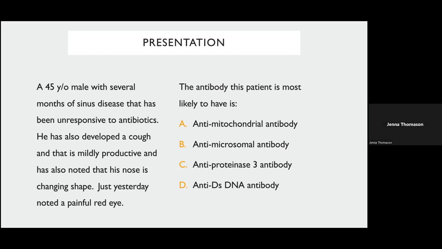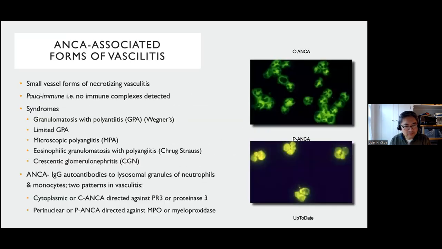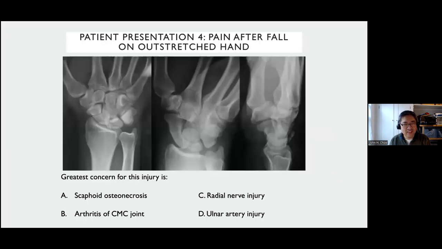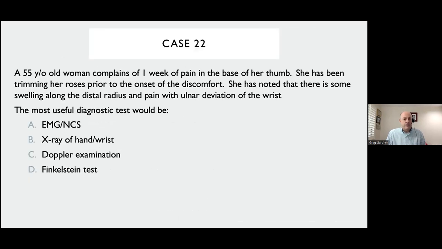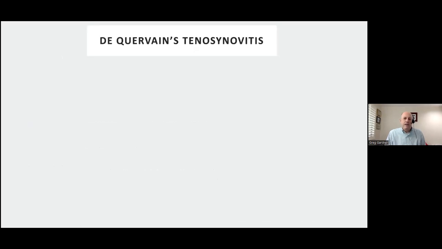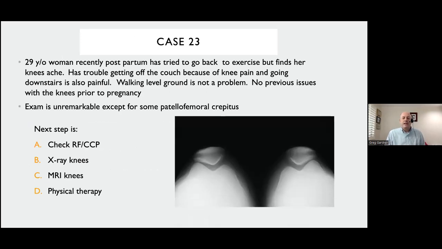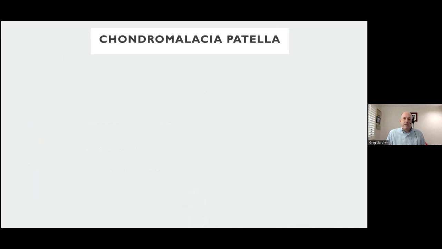If you can just flip to that page so that people know what to look for as they scan through. Yeah, it's called Stuff They Love to Ask on Boards. There's scaphoid osteonecrosis, scaphoid fracture. What's this one? Oh, she has de Quervain's tenosynovitis. Oh, this is patellofemoral disease. There's some lateralization of the patella.